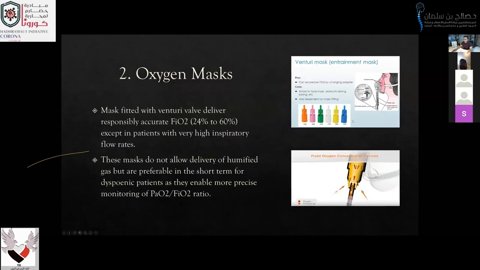The other type of mask, which is fitted with a venturi valve, is responsible for accurate fractionated inspired oxygen between 24% to 60%, except in patients with very high inspiratory flow rate. These masks do not allow delivery of humidified gas, but are preferable in short-term dyspneic patients as they enable more precise monitoring of the PO2 and fractionated inspired oxygen ratio.